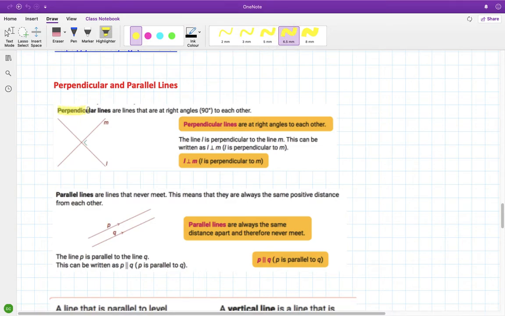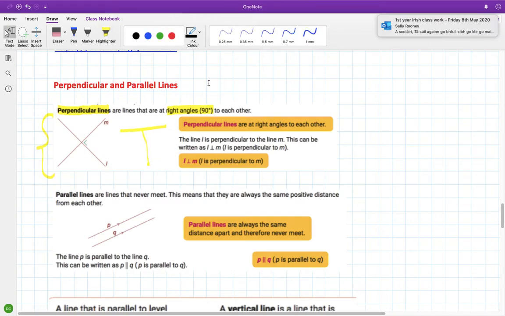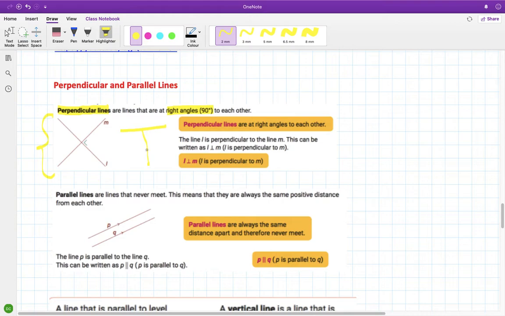So perpendicular lines are at right angles or 90 degrees to each other. See, this here is an example of a perpendicular line. They literally cross each other the same way, like if you're doing the letter T, that you have a perfectly horizontal line and perfectly vertical line, so they meet each other here with a right angle. So they cross at right angles.